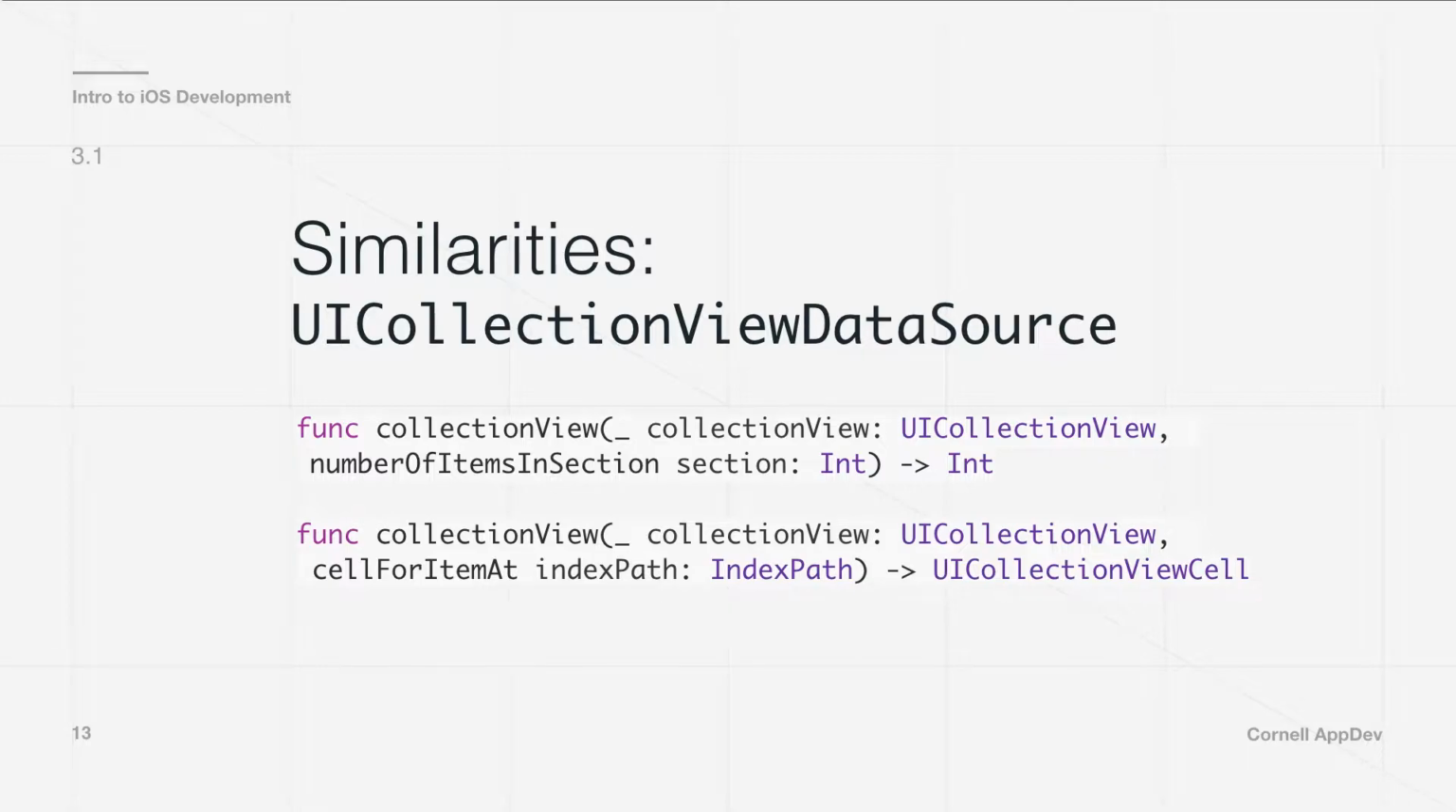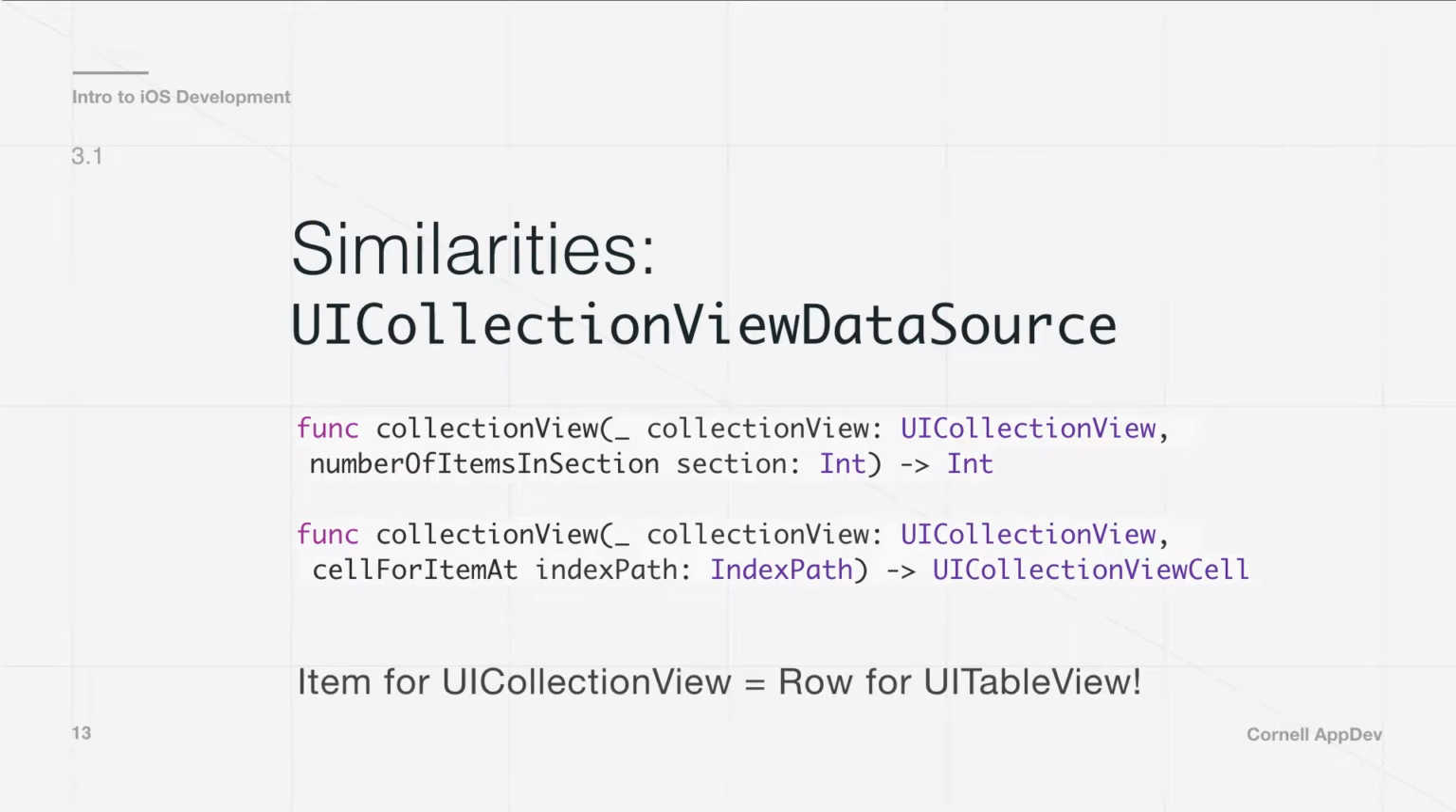Anyone want to raise their hand? Just say anything that you notice that's similar. Yeah. Well, cell for item at is kind of similar to cell for row at. Yeah, exactly. So cell for item at is basically the same thing as cell for row at, and similarly number of items in section is the same thing as the table view number of rows in section.